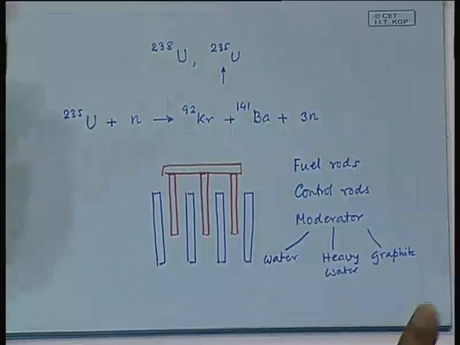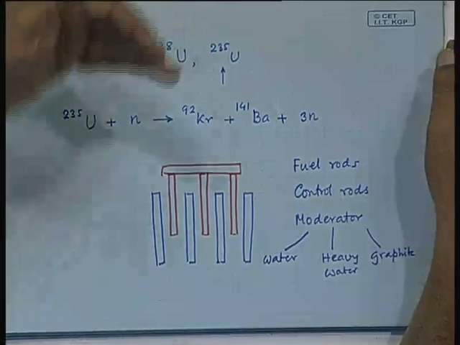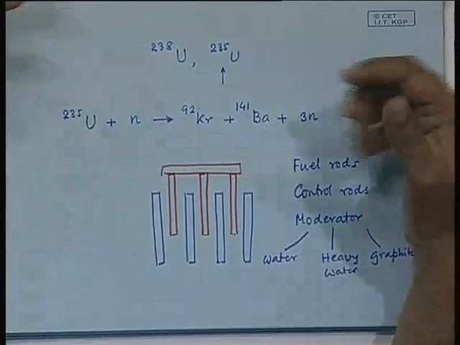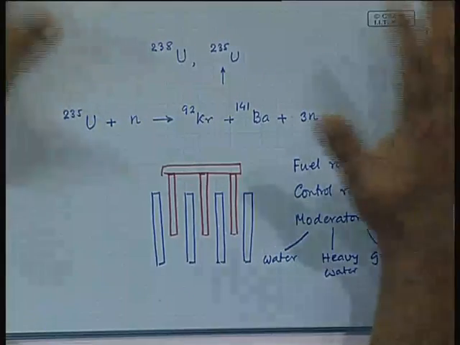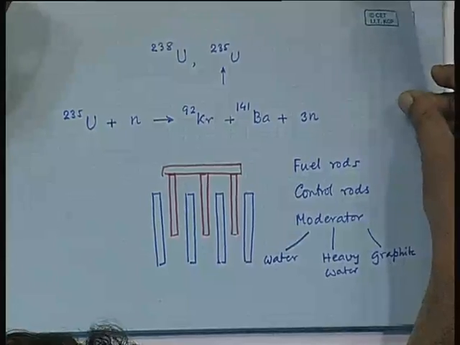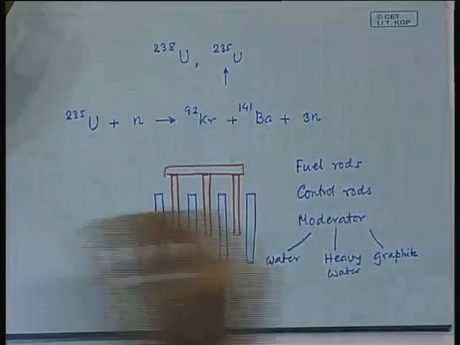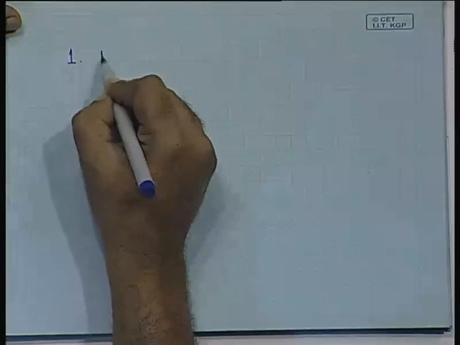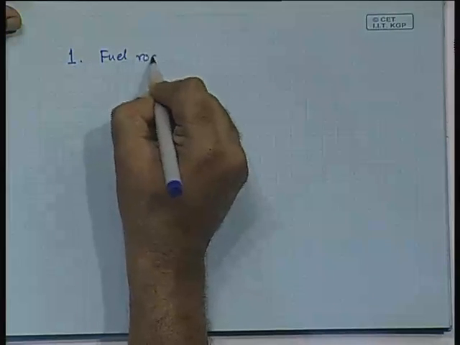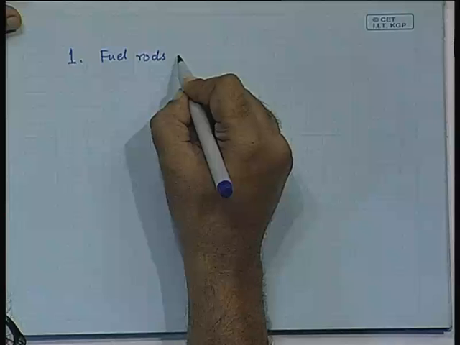So, let us now try to understand the various types of nuclear power plants that you have. India has many nuclear power plants, and therefore, we need to understand what exactly is inside. First, let me just write down what these are. One, you need the fuel rods. What are the options?